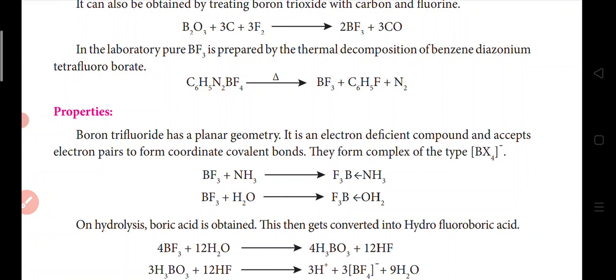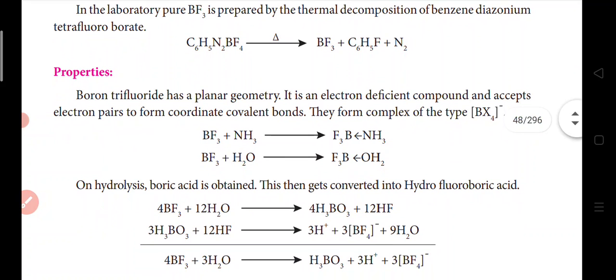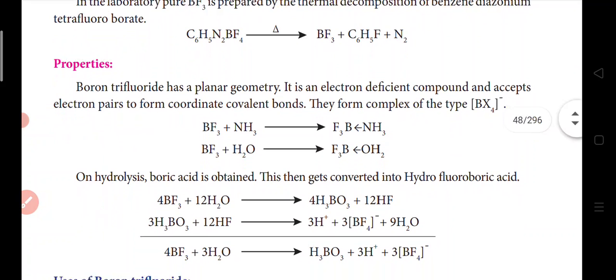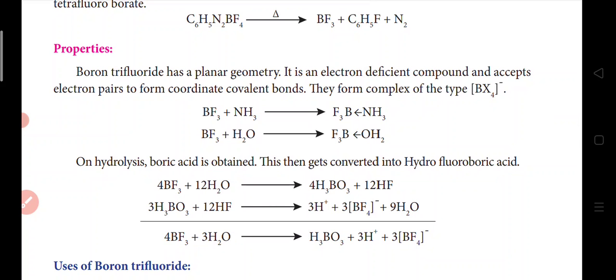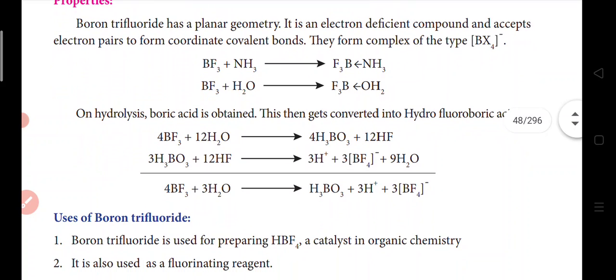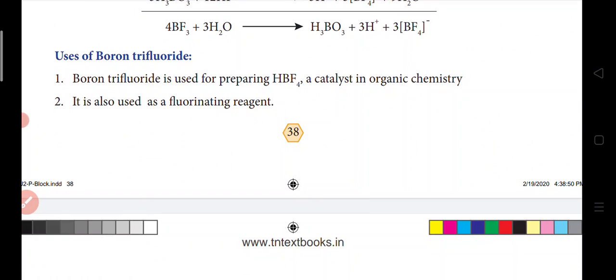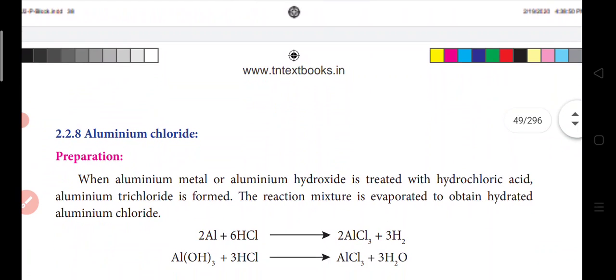It accepts an electron pair to form a coordinate covalent bond, and they also form a complex of type BX4 minus, and BF3 and NH3 react together to give BF3.NH3. That is, nitrogen will donate a pair of electrons to boron. So that is why they have given an arrow mark, which is a coordinate covalent bond. On hydrolysis, boric acid is obtained. It is converted into hydrofluoroboric acid. So what are the uses of boron trifluoride? Boron trifluoride is used for preparing HBF4, a catalyst in organic chemistry. It is also used as a fluorinating agent.